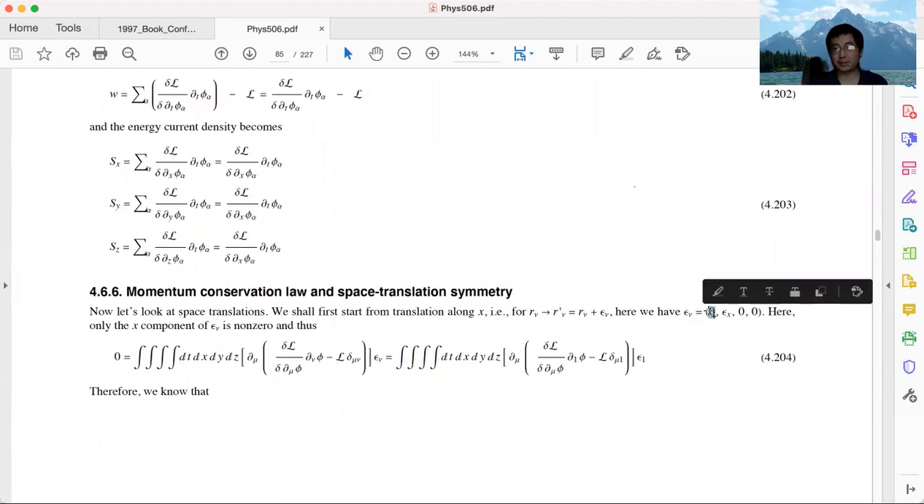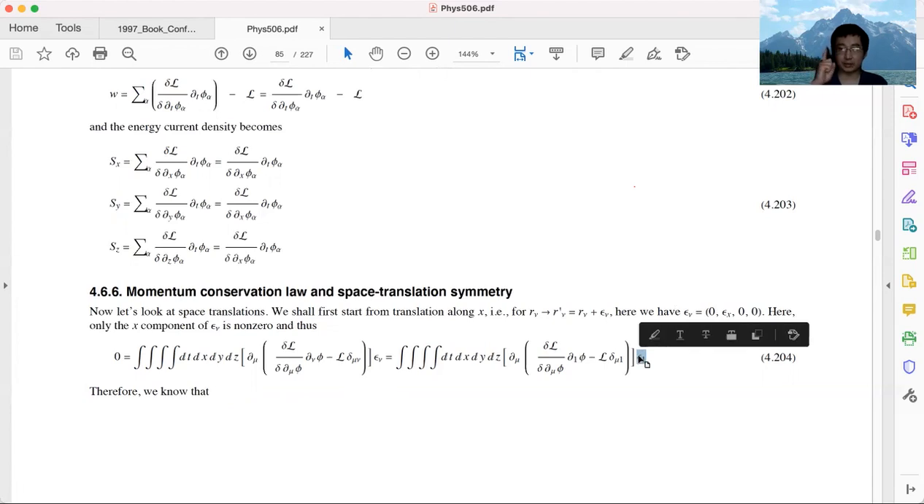I'm not changing time. I'm shifting x by a small amount, epsilon x, and I'm not shifting along y and z. So the yz component is 0. Okay, then again we have the same formula. The epsilon mu here is 0, epsilon x, 0, 0. So I only need the x component. X component is my component 1. So I have 0, 1, 2, 3. X is 1. So I only have the component 1 in this equation.